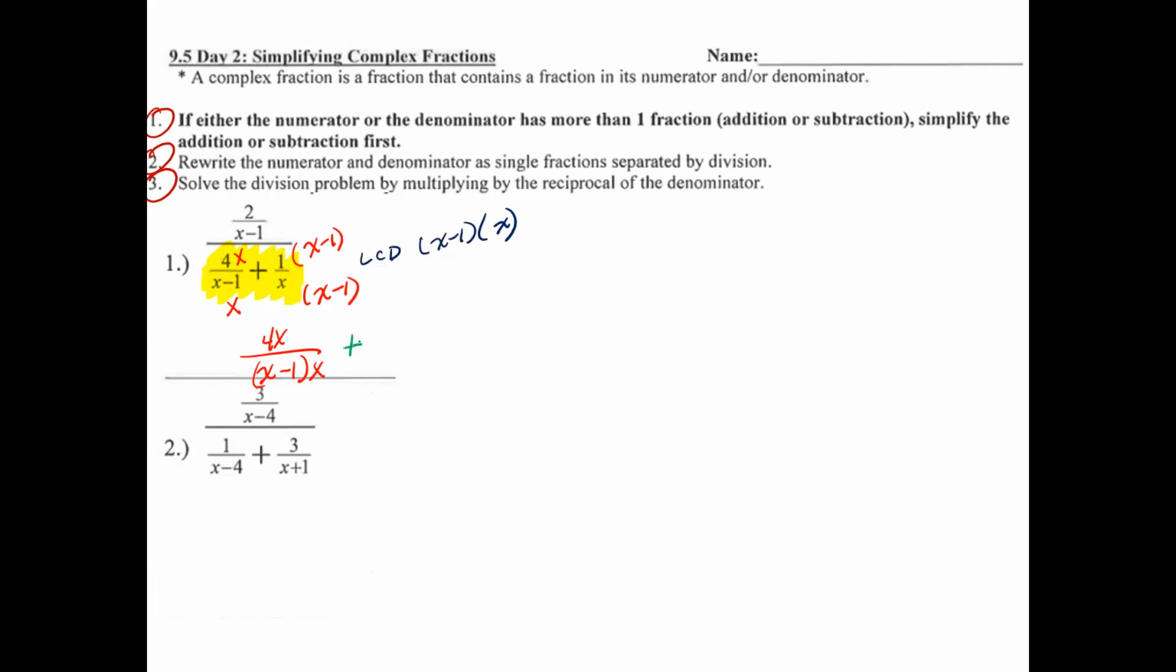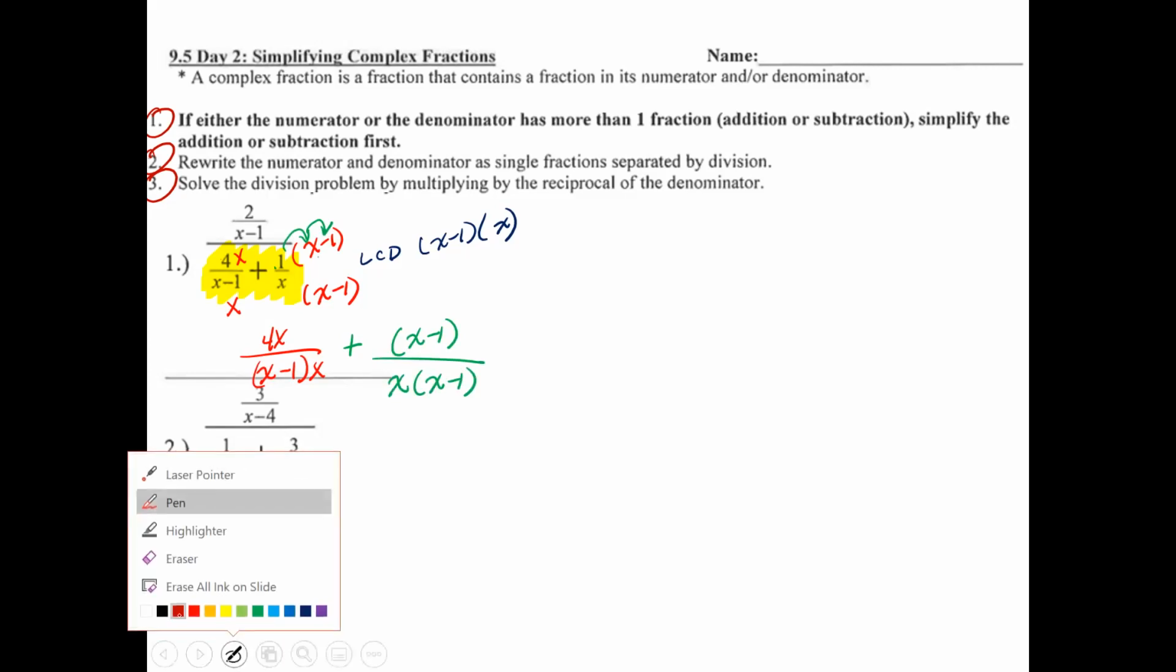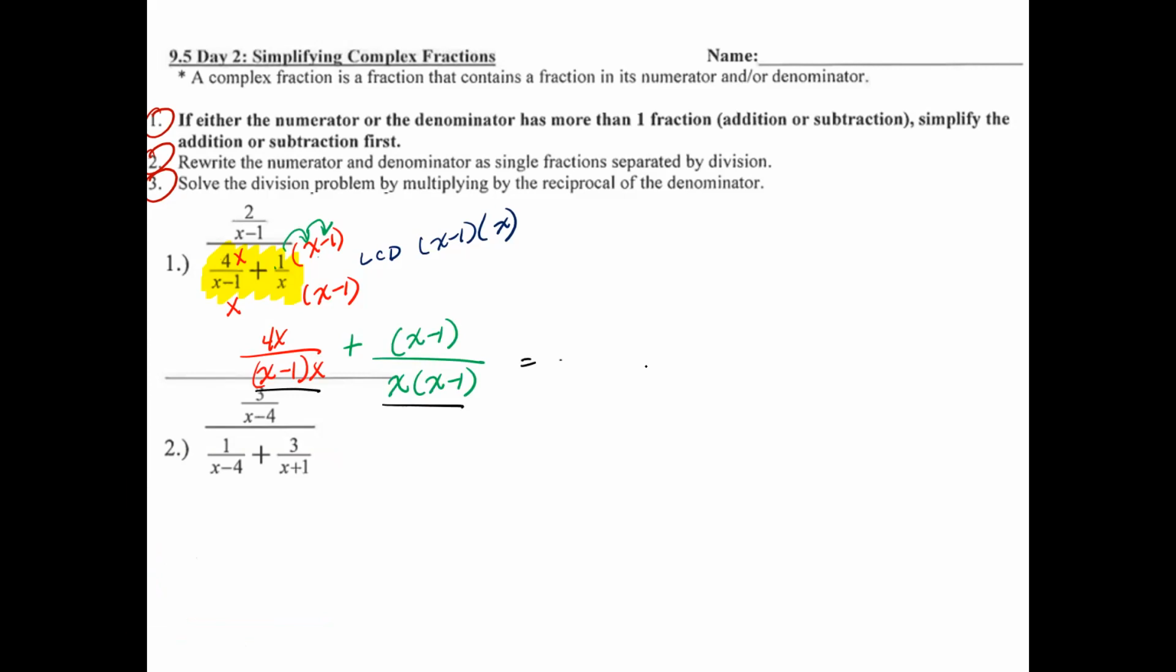And then my second fraction, I'll have 1 times x minus 1 on top, which, multiplying by 1, is just x minus 1. Nothing changes. And on the bottom, I'll have x times x minus 1. Do I have the same common denominator? I do. It's x times x minus 1, which is the same thing as x minus 1 times x. And then on top, I need to combine the 4x with the x, which gives me a 5x, and that negative 1 stays right there.